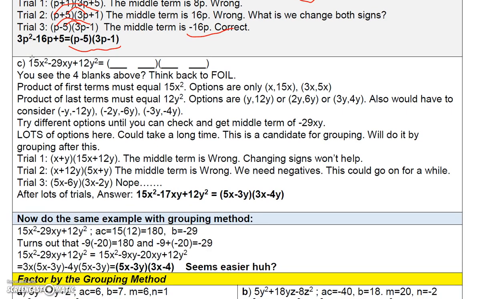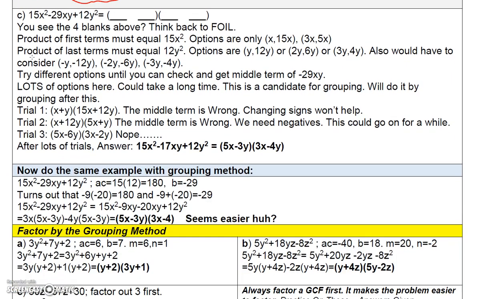Okay, now those first two weren't too bad because I didn't have a whole lot of factors to choose from. But here it starts getting a little tricky. See, for 15x squared, you actually can use x and 15x, or you could use 3x and 5x. And then for 12y squared, there's lots of options.